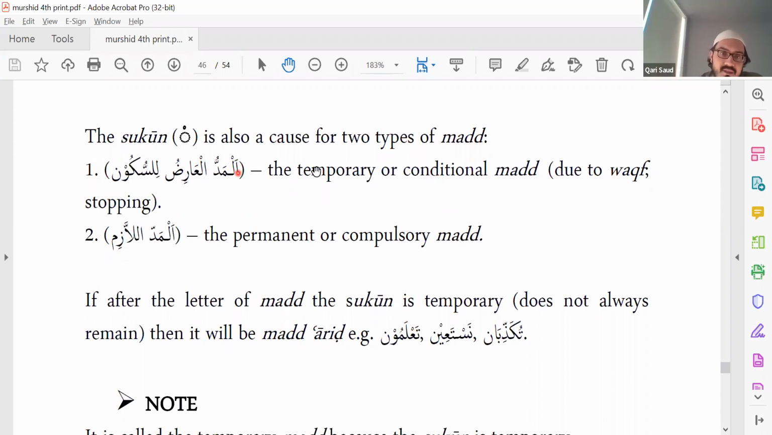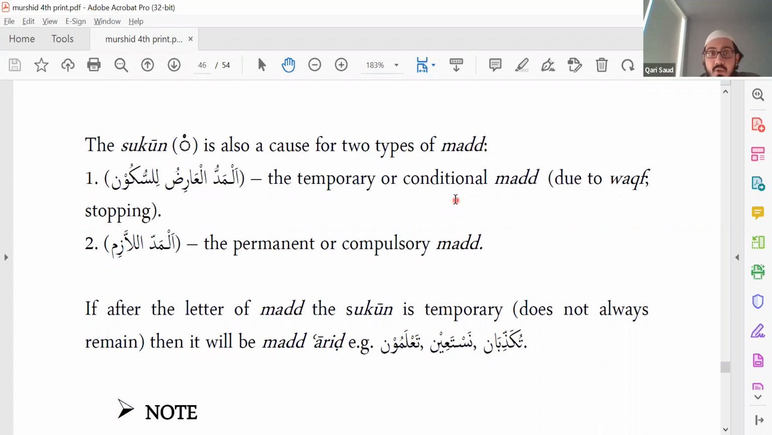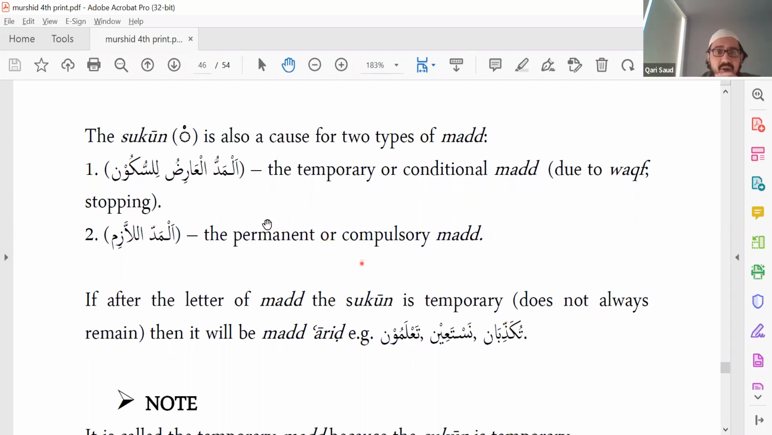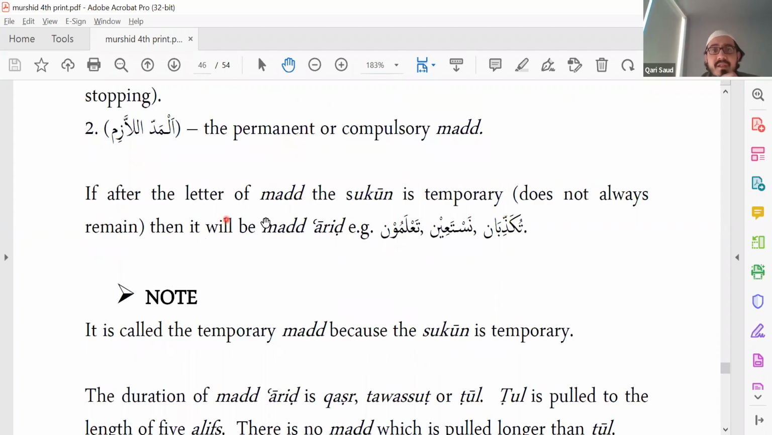So this one is a temporary, conditional mad. It's due to waqf, or due to you stopping. So you make a sukoon basically. That's why it's called the temporary mad. And then we have mad lazim, which is a permanent mad. So if after the letter of mad, again, what is the letter of mad? Alif, waw, or ya. The sukoon is temporary, meaning it does not always remain, then it will be mad adil.